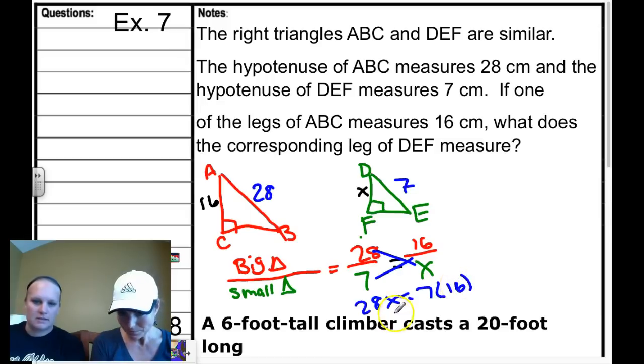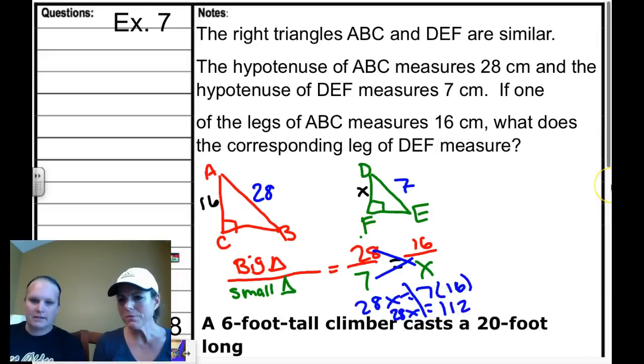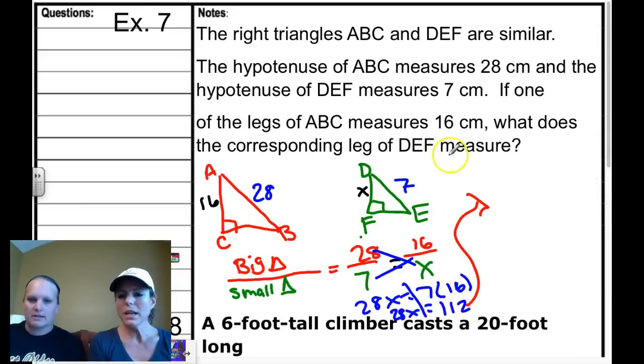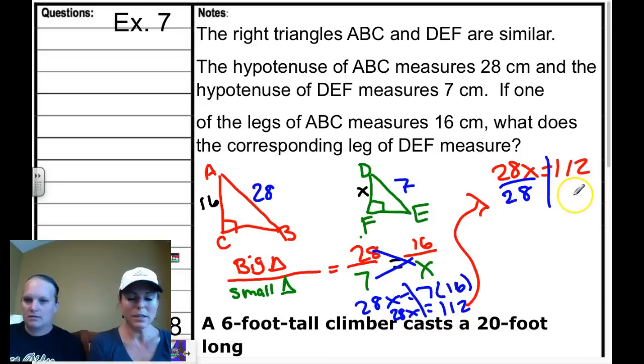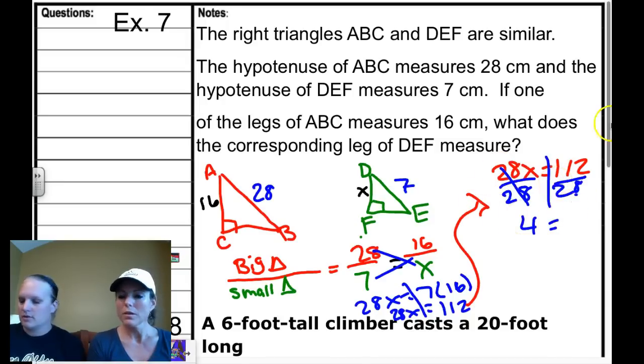I just did that so they knew where we got the numbers. We got 28x equals 112. We're going to move it up there because we're running out of room. So let's write 28x equals 112. Divide both sides by 28. And when we do that, we actually get a nice number. X equals 4.